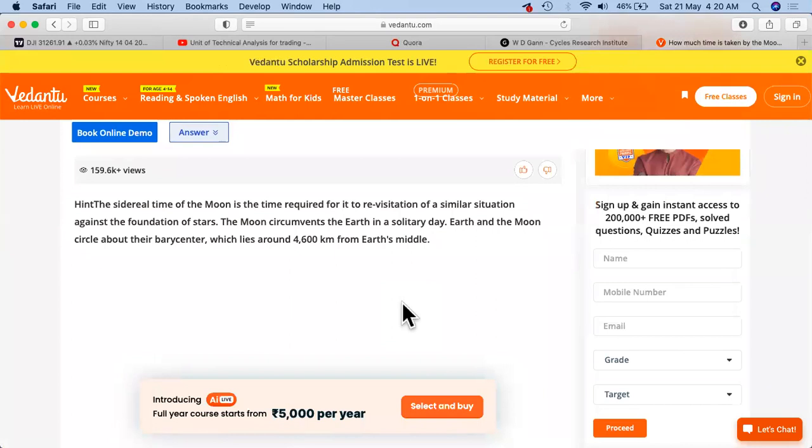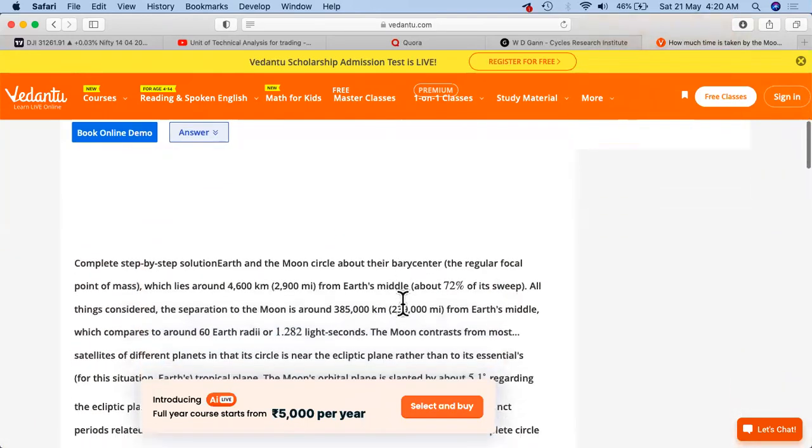Probably again something technical, more of information of geography which we have not studied previously. Complete step-by-step solution. Earth and the moon circle about their barycenter, the regular focal point of mass, which lies around 4,600 kilometers from Earth's middle, about 72% of its sweep. All things considered, the separation of the moon is around 3,85,000 kilometers from Earth's middle. So that is center to center distance, which compares to Earth's 60 Earth radii, or 1.282 light seconds. So 1.272 is somewhere like 1.272 of our Fibonacci extension, maybe just a wild guess.